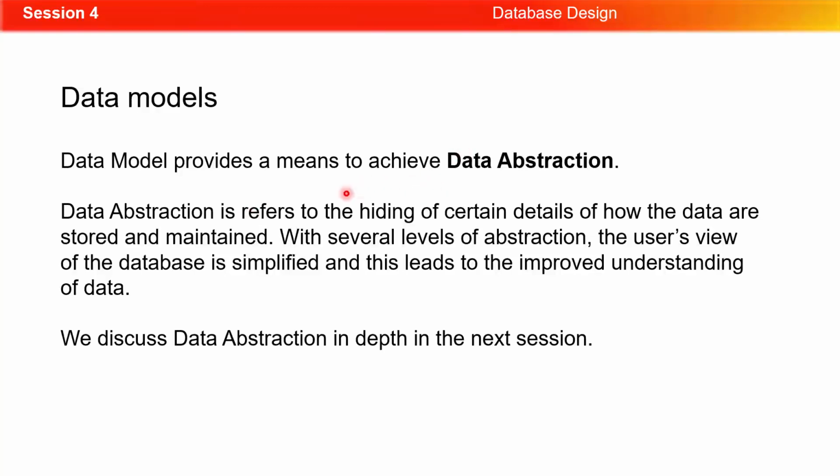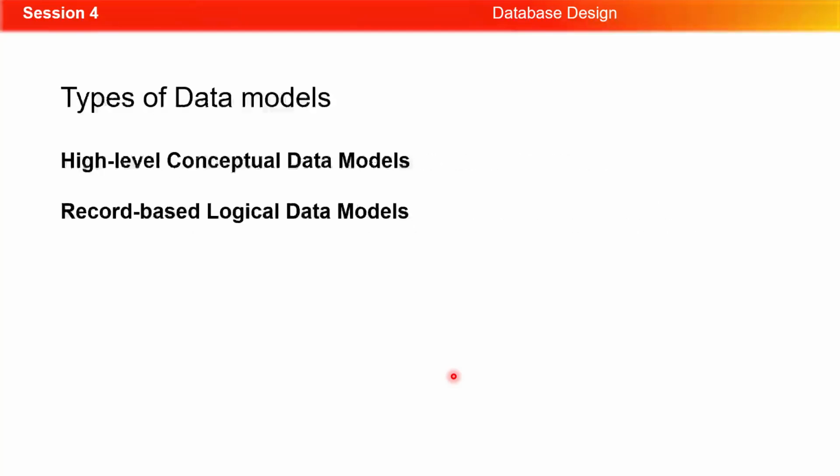A data model also provides a way to achieve data abstraction. Data abstraction refers to hiding certain details of how the data are stored and maintained, with several levels of abstraction. The user's view of the database is simplified and leads to an improved understanding of the data. In other words, we can also state this as shielding the user from the technical details of the data. We discuss data abstraction in depth in the next session.